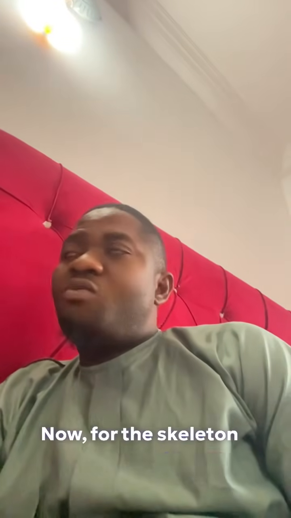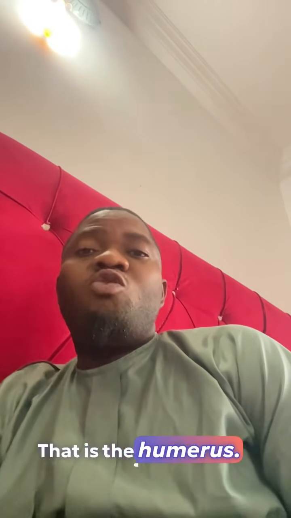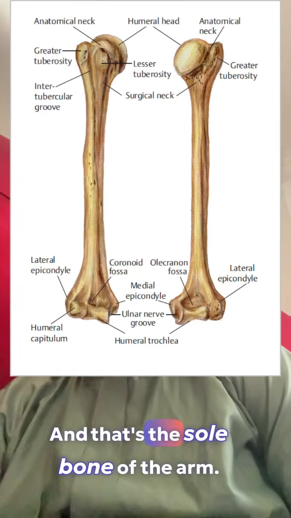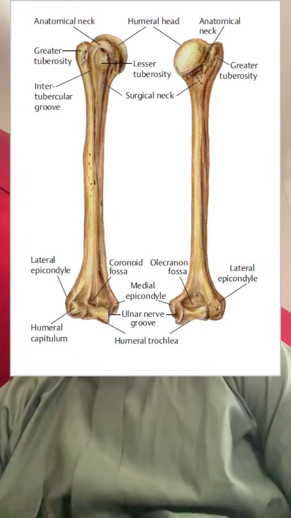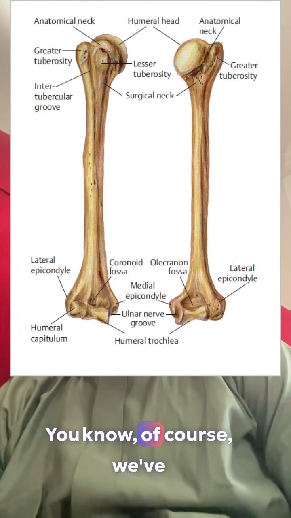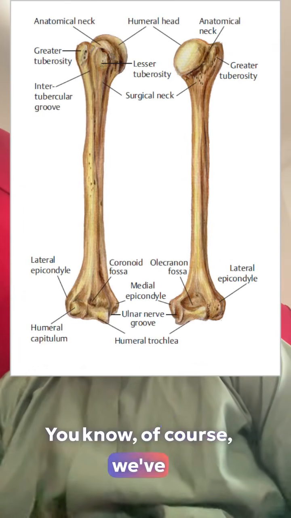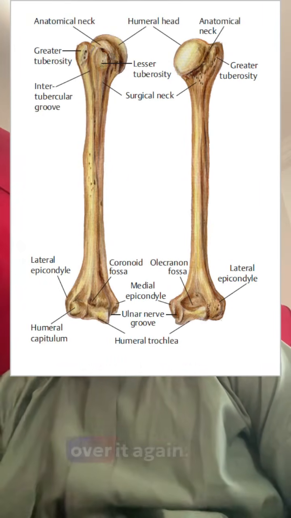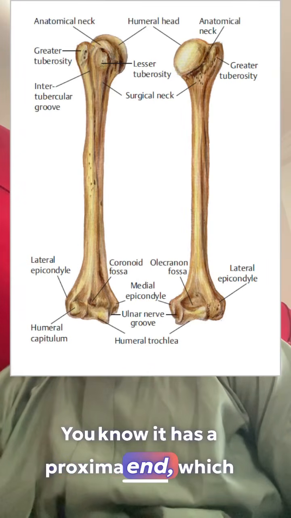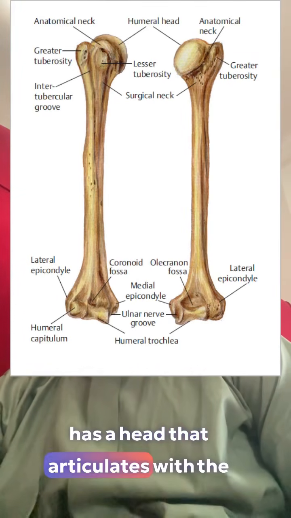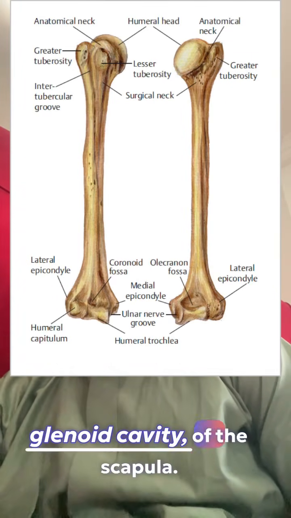Now, for the skeleton of the arm, which skeleton is the skeleton of the arm? That is the humerus, and that's the sole bone of the arm. Of course, we've talked about the humerus, but let's go over it again. It has a proximal end, which has a head that articulates with the glenoid cavity of the scapula.